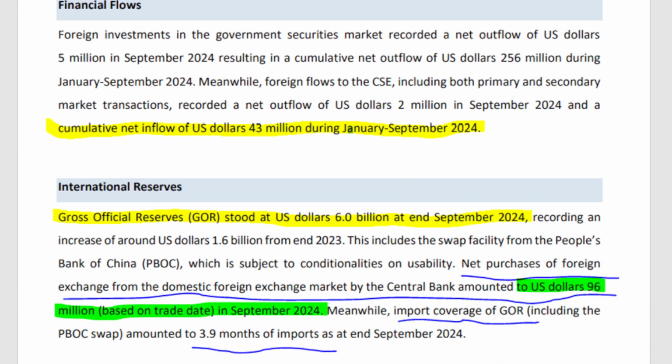Finally, as we said, international reserves were around 6 billion USD as of end September, and if we consider import coverage of gross official reserves, it was around 4 months of imports. That means reserves are sufficient for accommodating 4 months of imports. However, this is a good sign, and we need to increase this up to at least 6 months of imports.